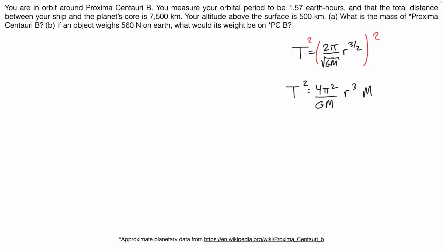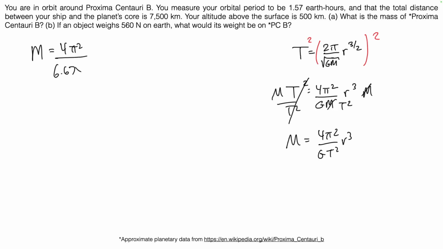If I multiply both sides by the mass, I can cancel over there. If I divide both sides by the period squared, I can get that to cancel right there, and I'm left with the mass being 4 pi squared over big G period squared times r cubed. And so now what's left is for me to go ahead and calculate that mass as 4 pi squared, big G, 6.67 times 10 to the minus 11.